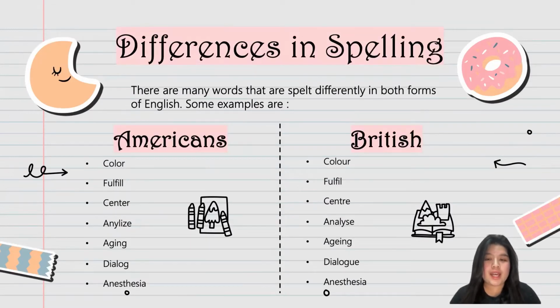Differences in spelling. So there are many words that are spelled differently in both forms of English. You can see the example on the screen. They're American and British. Okay, next.